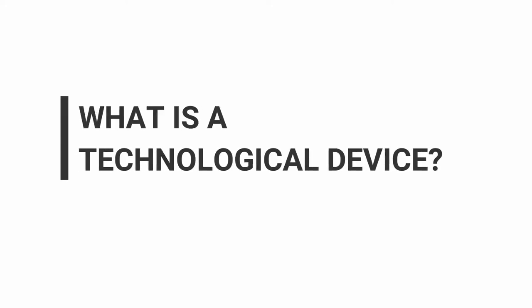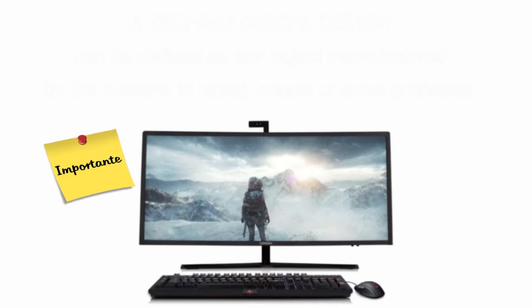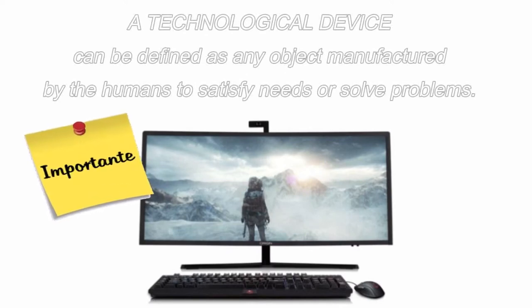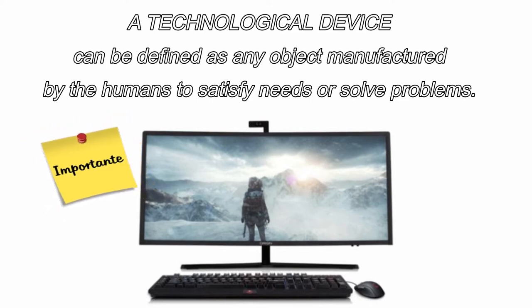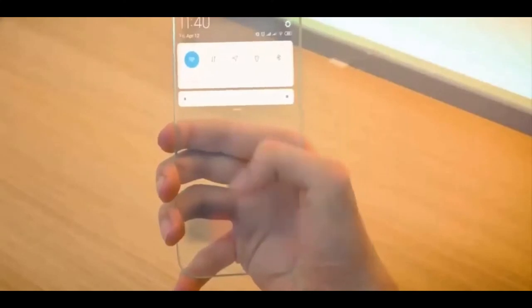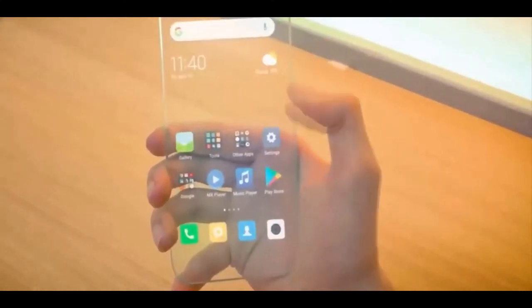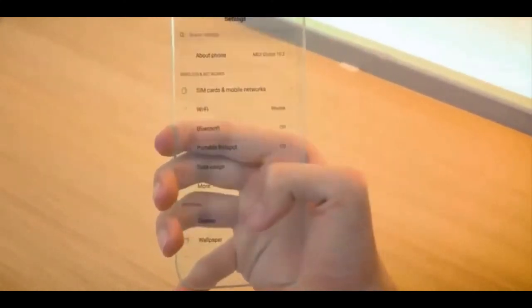What is a technological device? A technological device can be defined as any object manufactured by humans to satisfy needs or solve problems. When we talk about technological devices, the first things that come to mind might be computers and smartphones. But anything man-made is a technological object.